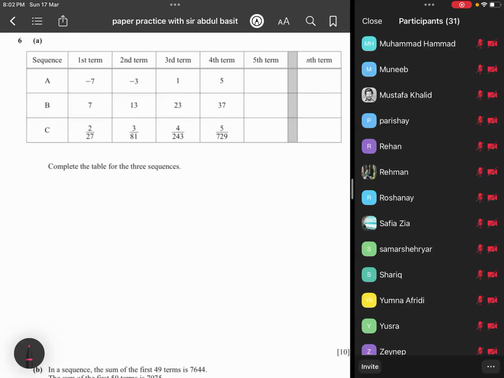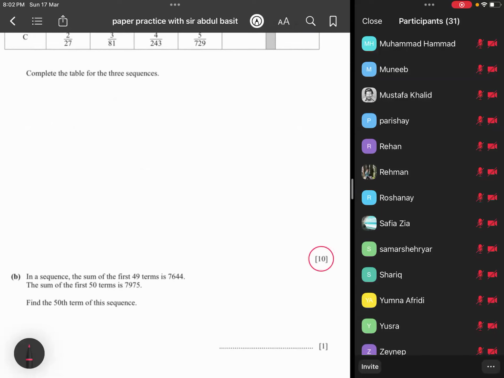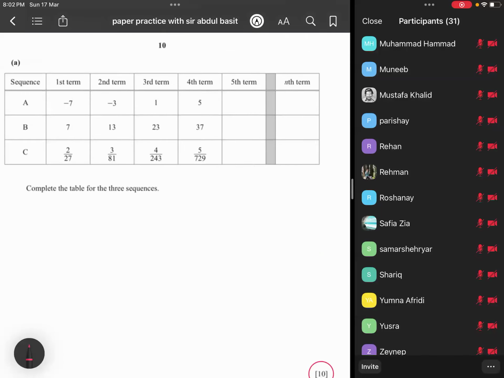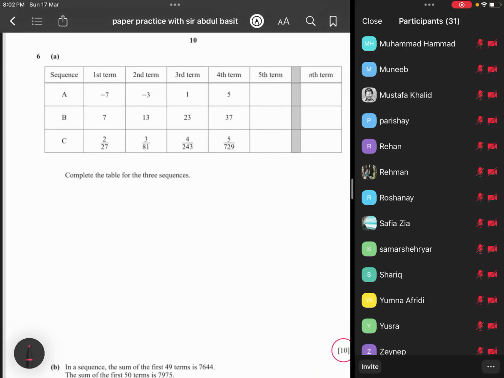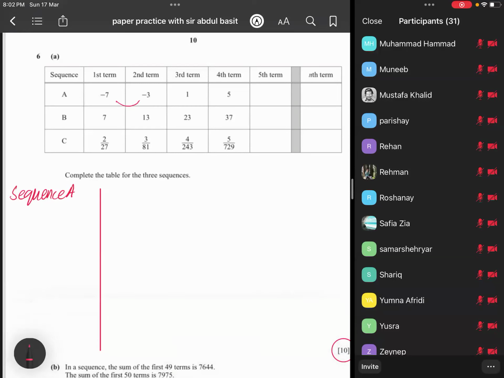Sequence: first term, second term, third term, fourth term, fifth term is missing, n term is missing. Complete the table for 10 marks. They say complete the table for the first three sequences. So let me differentiate a space here first of all. Sequence A is plus 4. Can you see that? Add 4 is happening. So 5 plus 4 is 9.